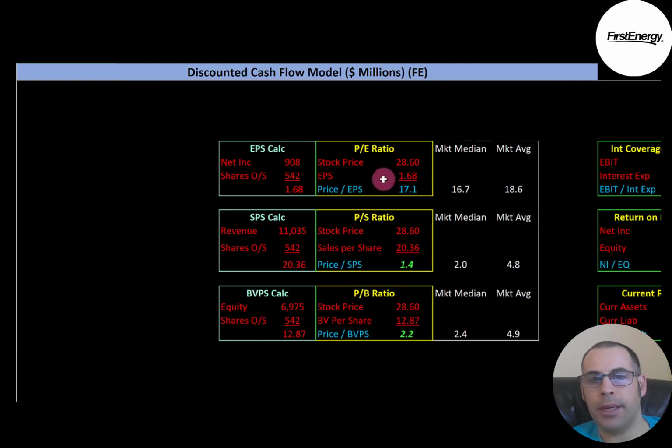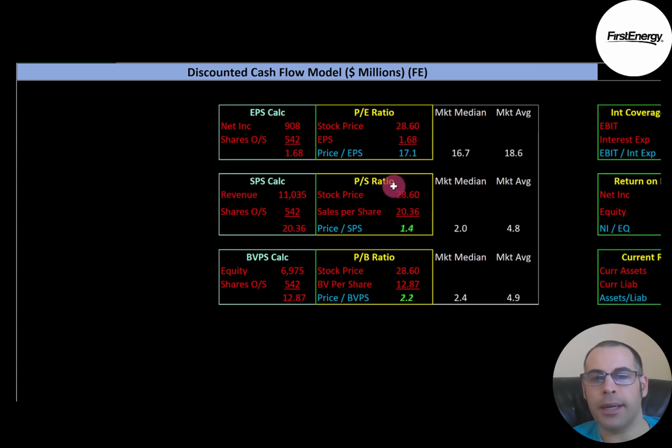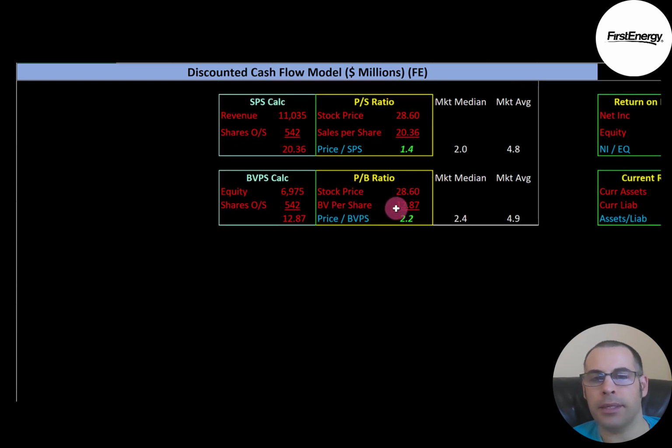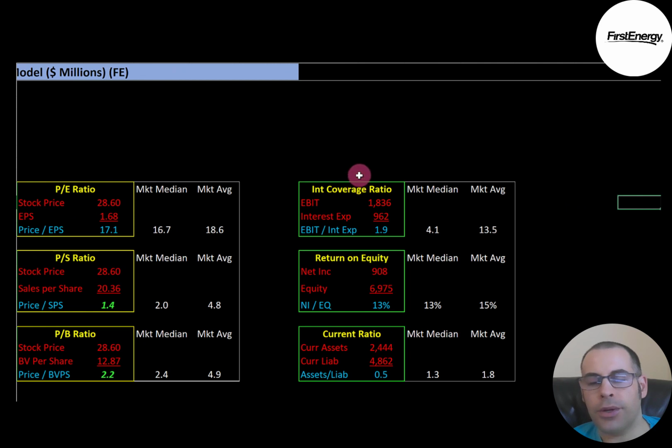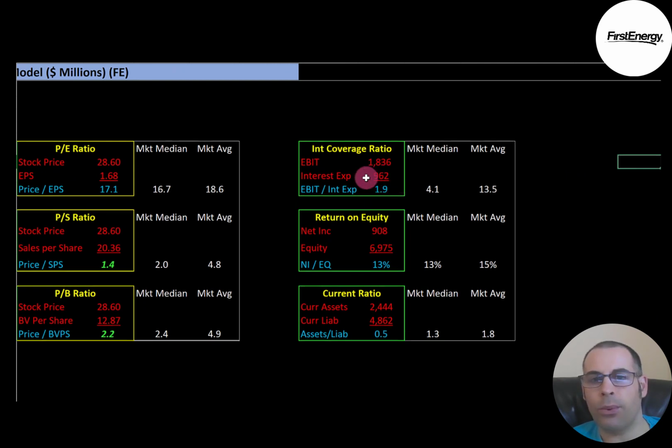They have a weak PE, that's stock price over earnings per share. Price of sales is good, that's stock price over sales per share, they're at 1.4. Good price to book, that's stock price over book value per share, they're at 2.2. Their interest coverage ratio is a little low, that's EBIT over interest expense, they're at 1.9. ROE is also a bit low, that's net income over equity, they're at 13%.